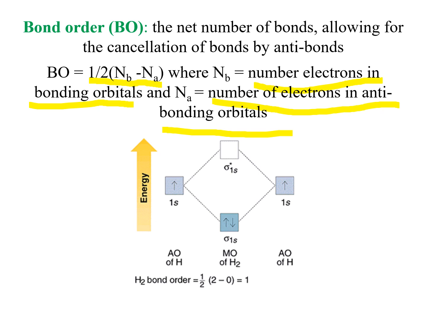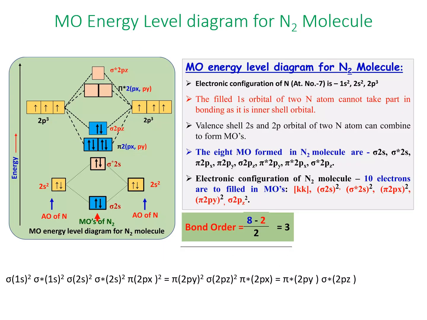Here I have constructed the hydrogen molecular orbital diagram. Here is the electron in one hydrogen, and here is the atomic orbital of another hydrogen, combined to give two molecular orbitals. In bonding there are two electrons, and in anti-bonding there are no electrons. So using 1/2 (Nb minus Na), the bonding has 2 electrons and anti-bonding has none, so the bond order would be 1. Hence the hydrogen molecule has a single bond.